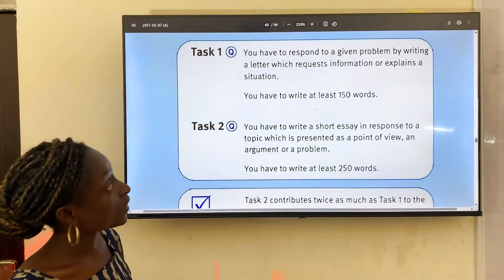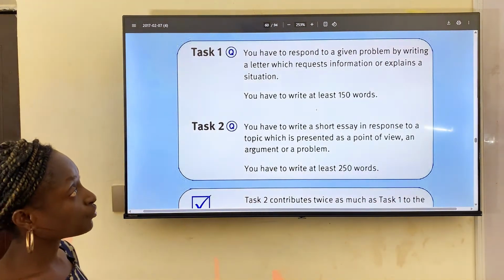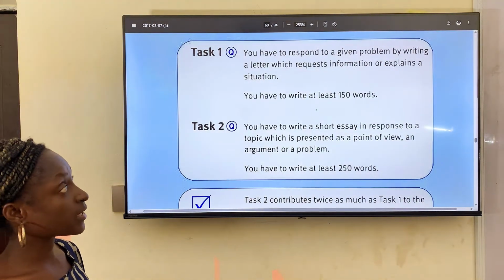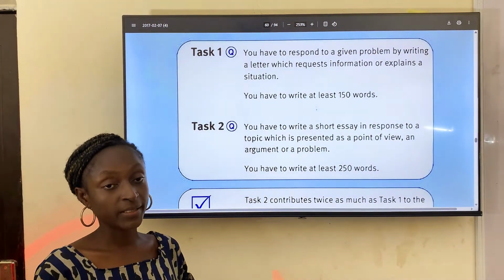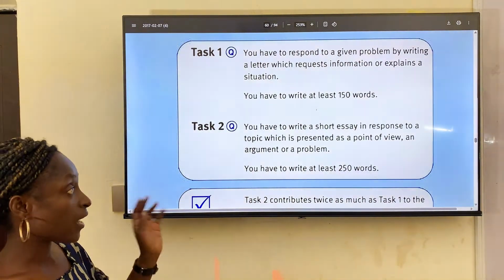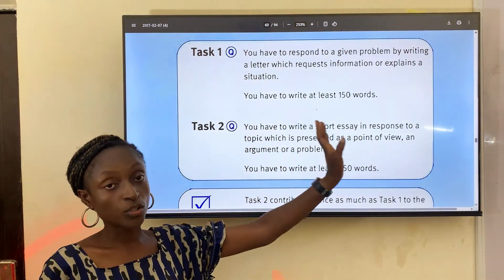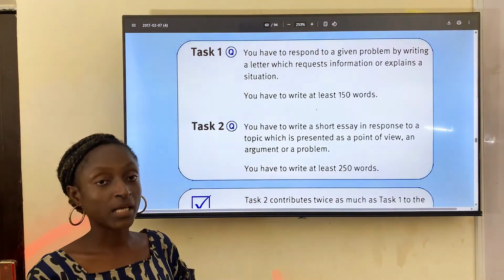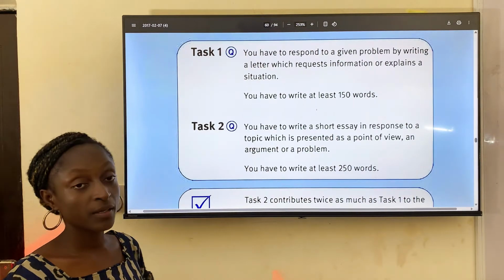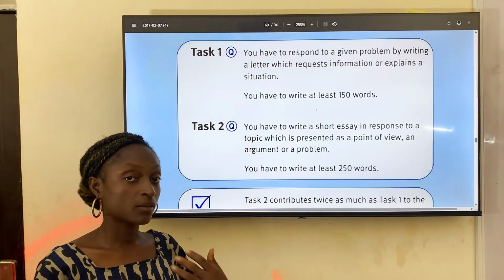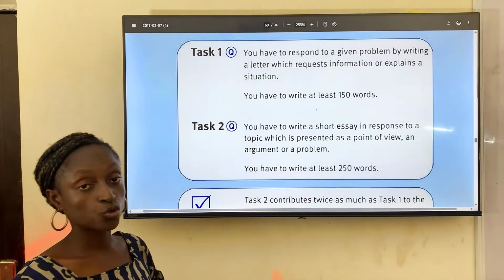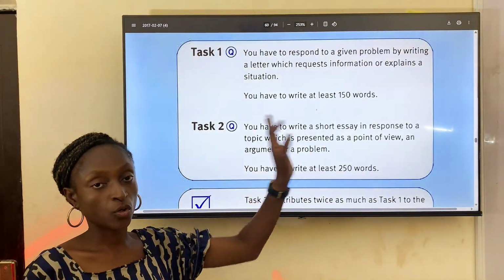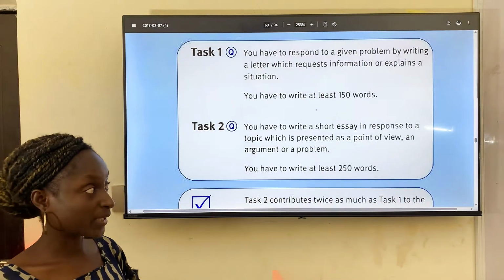Task 1, you are to respond to a given problem by writing a letter which requests information or explains the situation. And you have to write at least 150 words. That's for task 1. Now, this letter could be a formal letter, could be semi-formal, could be informal, depending on the problem or the situation. I hope that is clear.